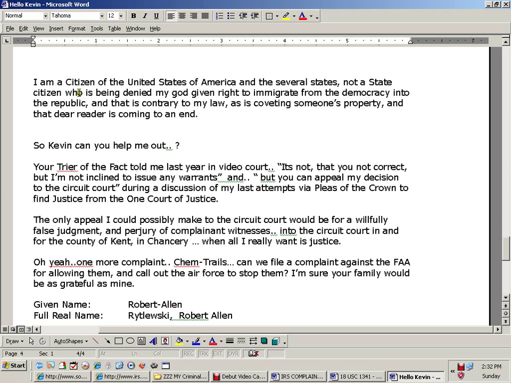As I said, I'm a citizen of the United States of America and the several states, not a state citizen who is being denied my God-given right to immigrate from the democracy into the republic, and that is contrary to my law, as is coveting someone's property, and that, dear reader, is coming to an end.